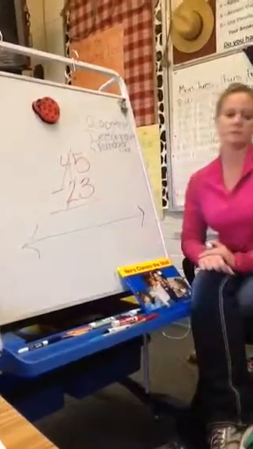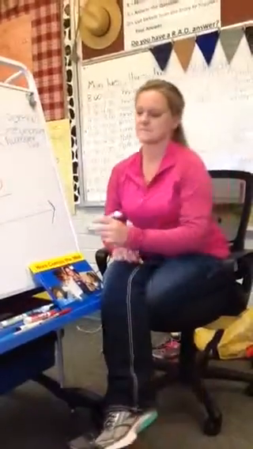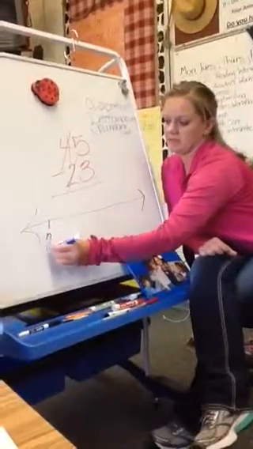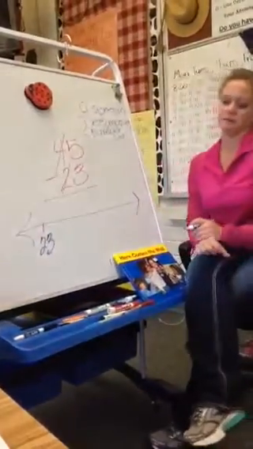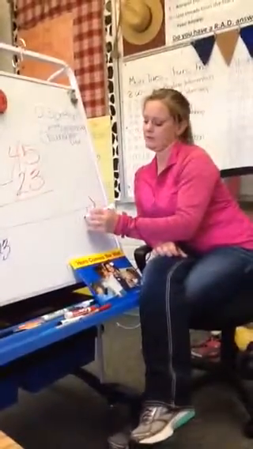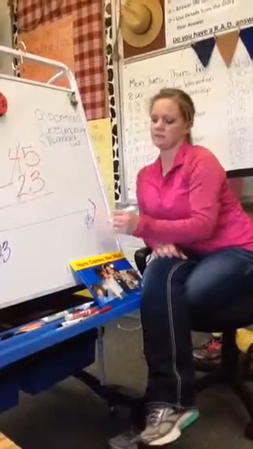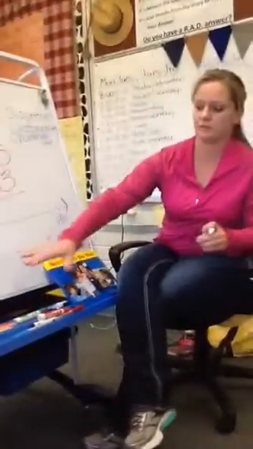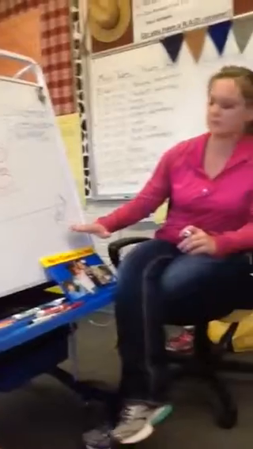So I'm going to start at my smaller number, and I'm going to count up to my bigger number. Which one's my smaller number? 23. So I'm going to start at 23. What's my bigger number? 45. So I'm going to put those on a number line just like they would appear. 23 would be at the bottom, 45 would be at the top.